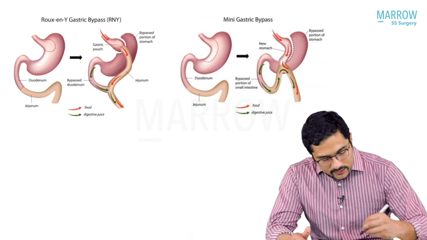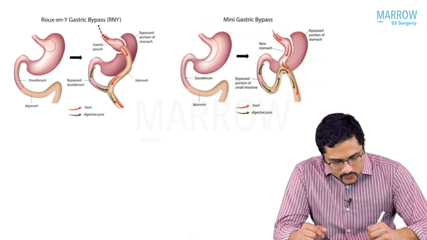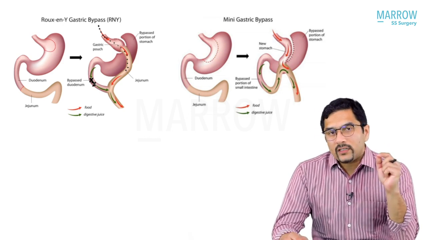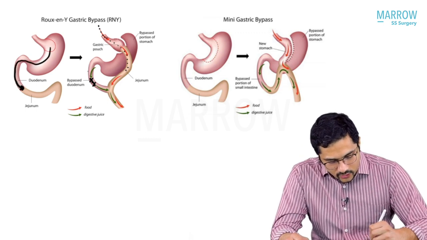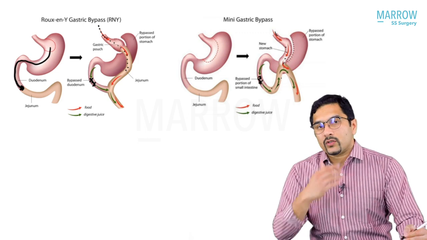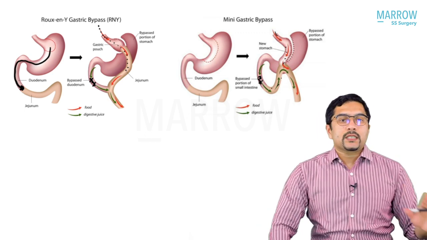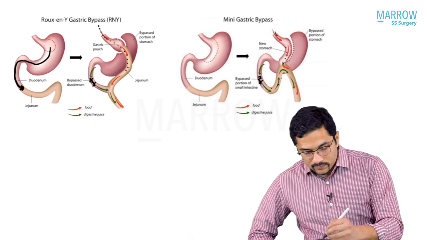Why? Because if you see here, after reconstruction, if I put in the endoscope from here, I cannot reach the ampulla of Vater, right? Which we can reach from here directly, we cannot go in from here. Similarly, after mini gastric bypass also, I cannot put in the endoscope here to the ampulla of Vater. So, I cannot do an ERCP. So, ERCP cannot be done in patients who have undergone a mini gastric bypass or Roux-en-Y gastrojejunostomy.